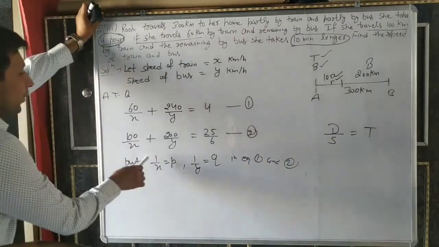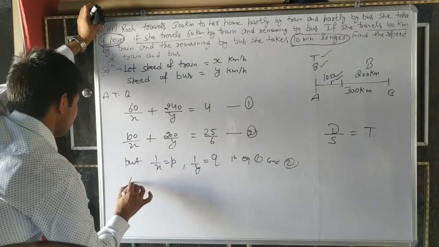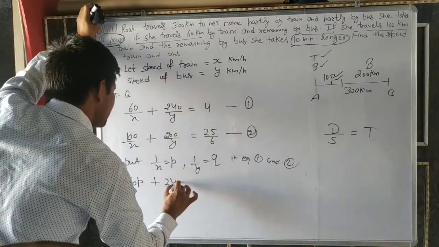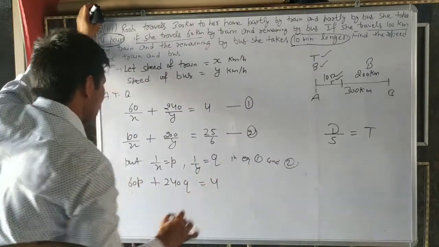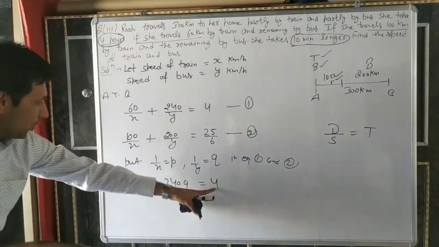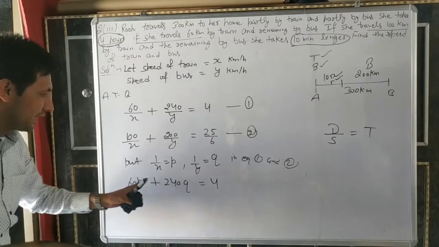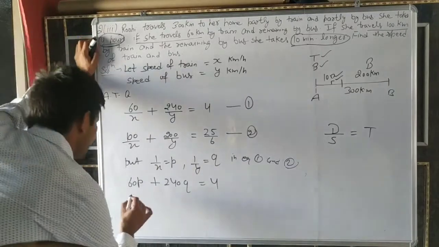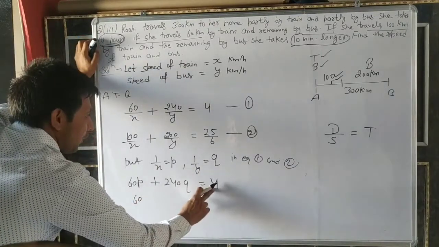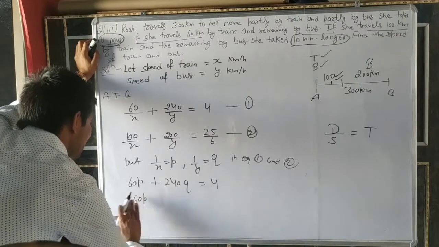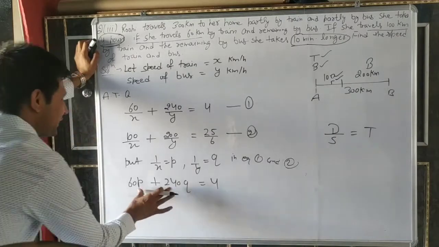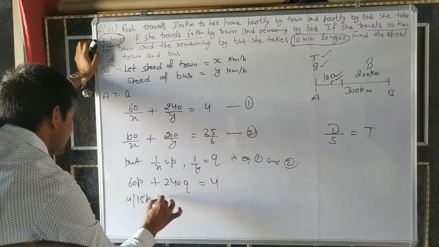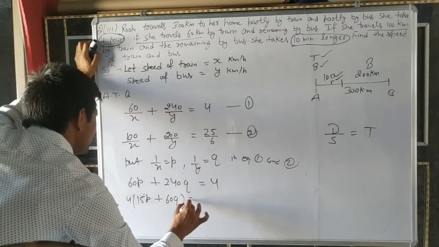So what remains? 1 by x means p. So 60p plus 240q equal to 4. And we know 4 is dividing 60 also, 240 also. You can write in simplest form also. You can write 4 on another side, divide 60p on another side. Otherwise you can take common also. What is common? You can take 4 common. What remains? 15p plus 60q equal to 4.